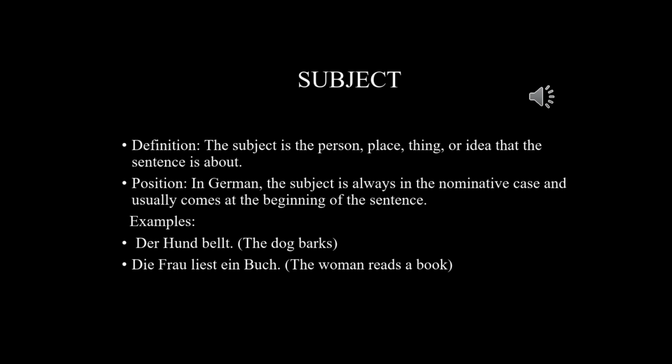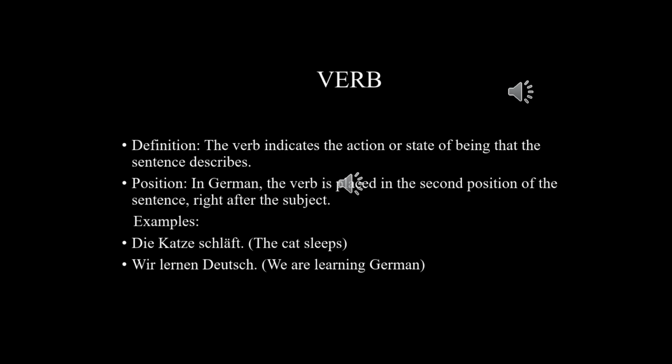For example, in the sentence "The dog barks," dog is the subject and it is at the beginning of the sentence. "The woman reads a book." The woman is at the beginning. Next is verb. Definition: the verb indicates the action or state of being that the sentence describes. For position in German, the verb is placed in the second position of the sentence, right after the subject. For example, "The cat sleeps."